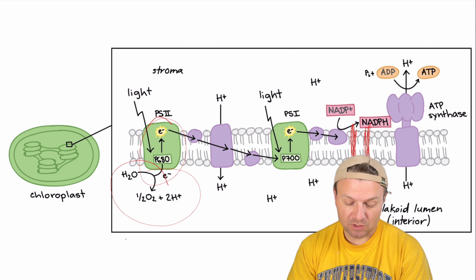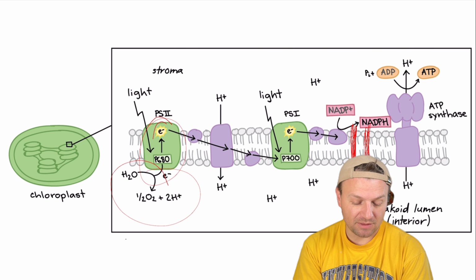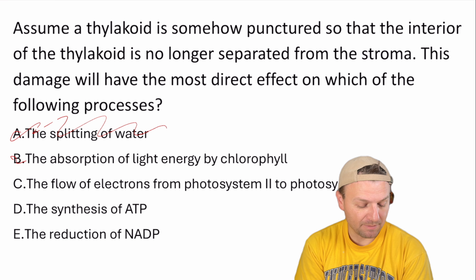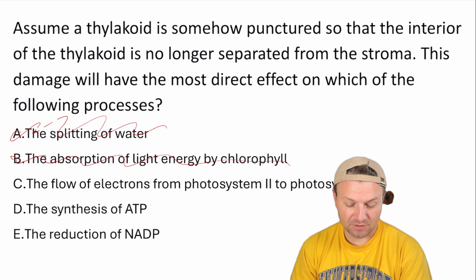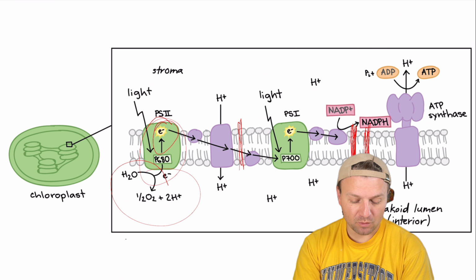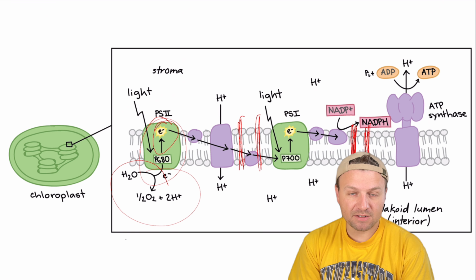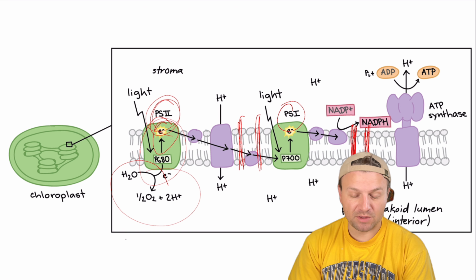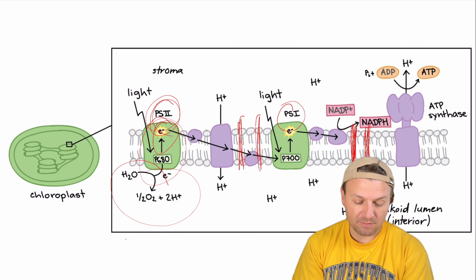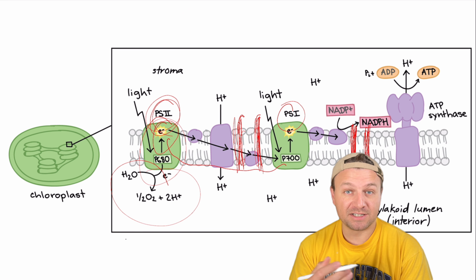It's in the membrane. Just because one part over here is punctured doesn't mean that this is necessarily going to stop. So it's not B. C, the flow of electrons from photosystem 2 to photosystem 1. Even if that puncture was here, remember that this is a 3D structure. There are many more photosystems within this whole thylakoid, so just because this part's punctured doesn't mean that these electrons couldn't find their way to a different photosystem.